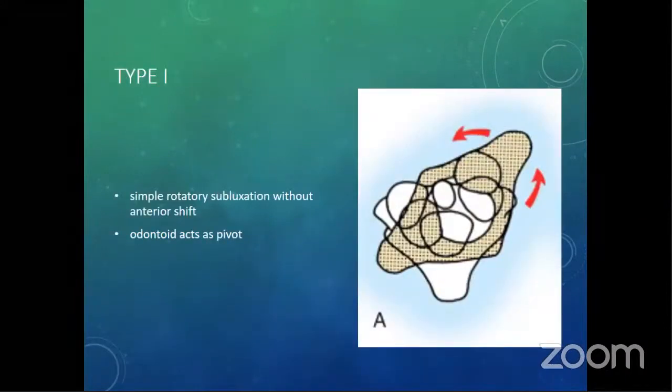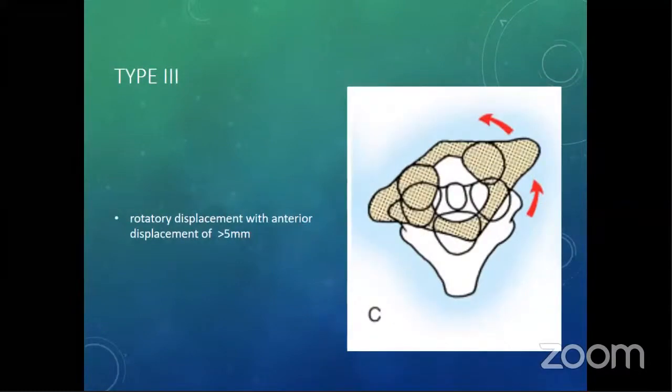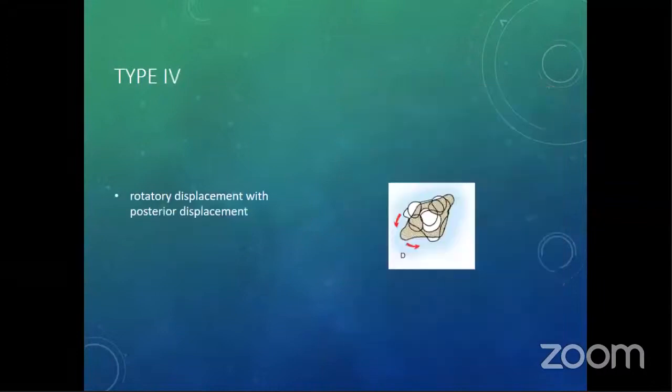This is type 1, in which there is simple rotatory subluxation without anterior shift. In type 2, there is rotatory displacement with anterior displacement of 3 to 5 mm. In type 3, rotatory displacement with anterior displacement of greater than 5 mm. And in type 4, there is rotatory displacement with posterior displacement also.